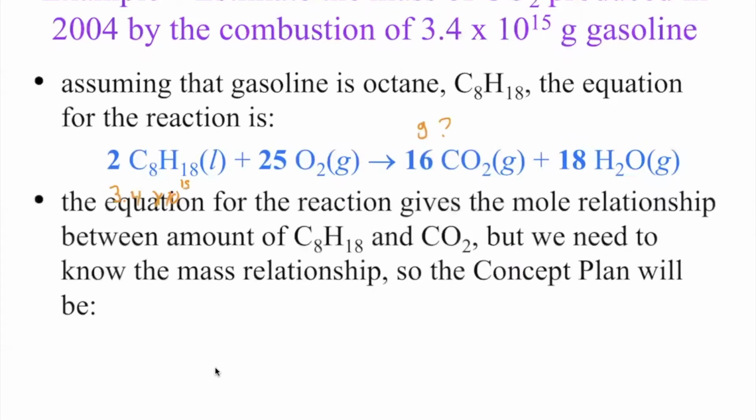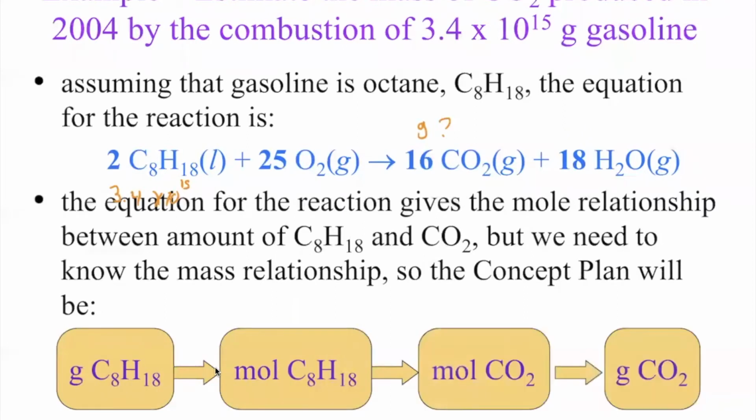So here's your map. You're going to start with that 3.4 times 10 to the 15 grams gasoline. Then you want to convert it to moles. To do that, you know that you're going to have grams of C8H18 at the bottom, and on top you're going to have 1 mole. Where am I going to get those grams? It's going to be the molar mass.